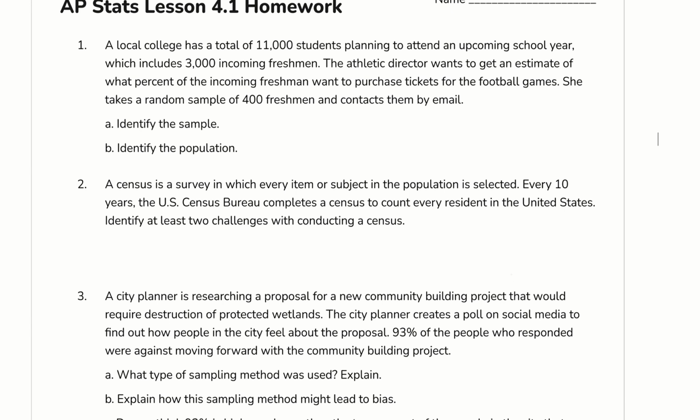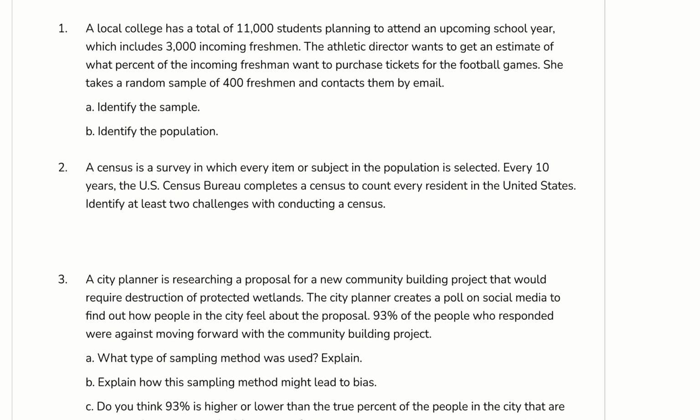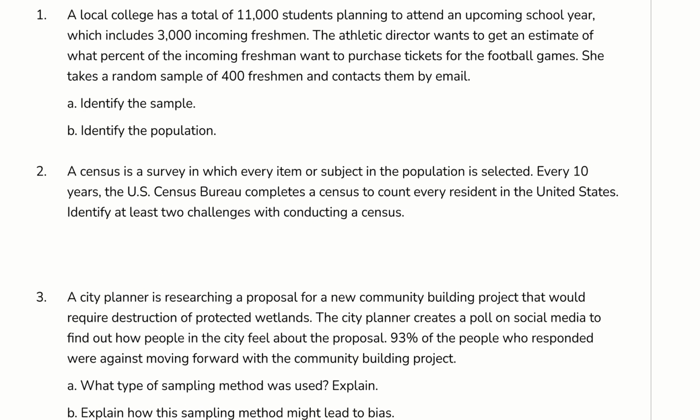So a local college has a total of 11,000 students planning to attend an upcoming school year, which includes 3,000 incoming freshmen. The athletic director wants to get an estimate of what percent of the incoming freshmen want to purchase tickets for the football games. She takes a random sample of 400 freshmen and contacts them by email. Identify the sample and population.